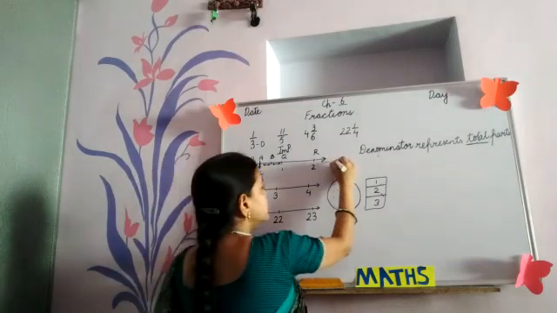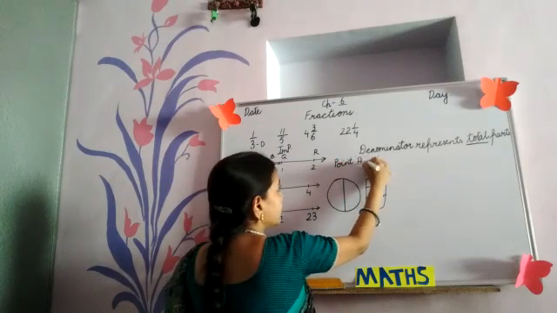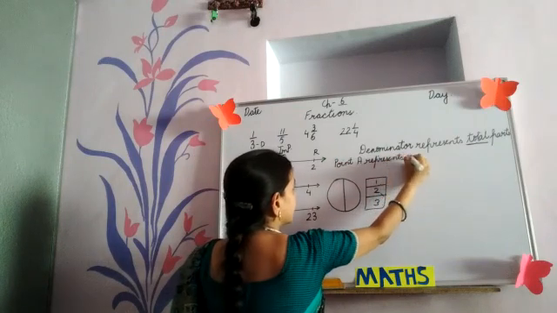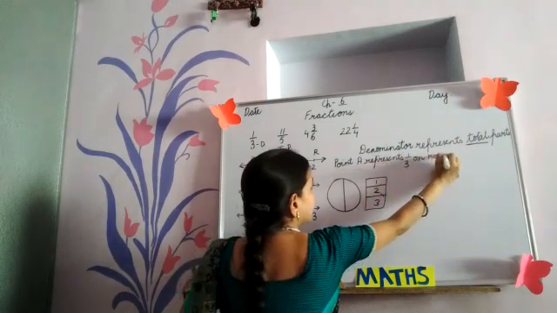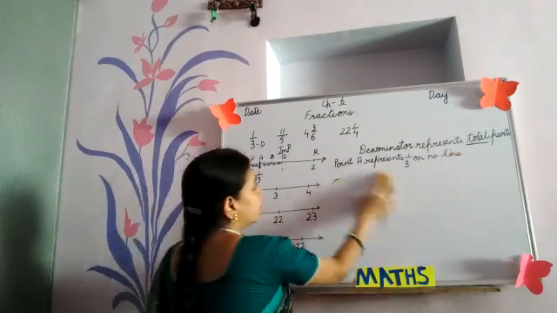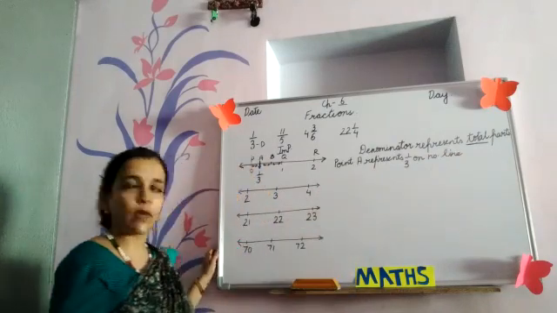So we will write point A represents 1/3 on number line. Okay, so we have written it 1/3. The point A represents 1/3.